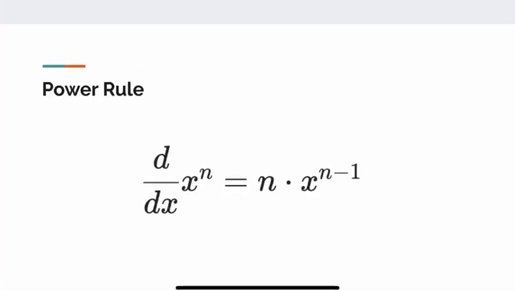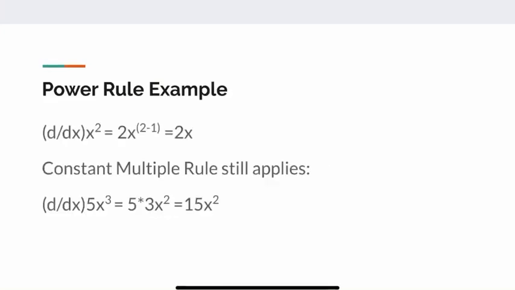For the power rule, the derivative of x to the n power equals n times x to the n minus 1. That may seem confusing at first, but we have an example here. The derivative of x squared: for this you move the 2 in front of the variable x, so it becomes 2x, then you subtract 1 from the exponent. So you do 2 minus 1, which is 1, so it's 2 times x to the 1, which is just 2x.